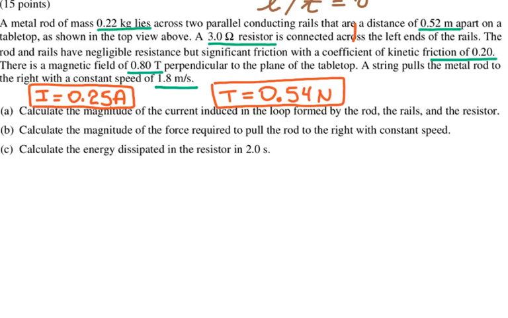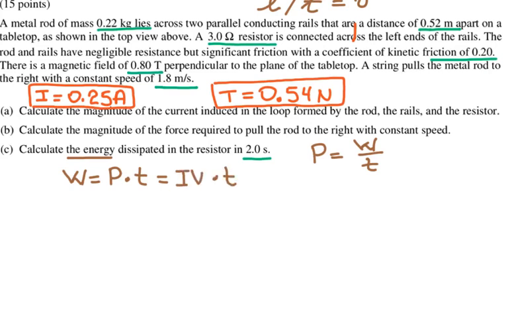For C part, they ask you to calculate the energy dissipated in the resistor in 2 seconds. So here's more information given in 2 seconds. So the energy dissipated by the resistor is the work done, and the work done is equal to the power times the time. And the power has the formula of how much work over time. So if they say calculate the energy, I have to calculate the work done by the current moving through.